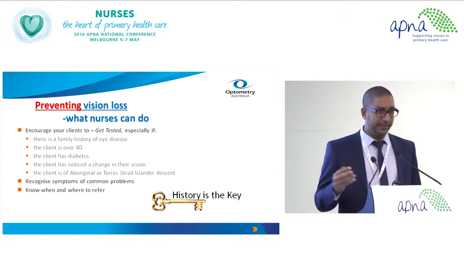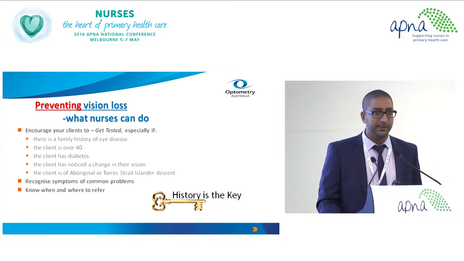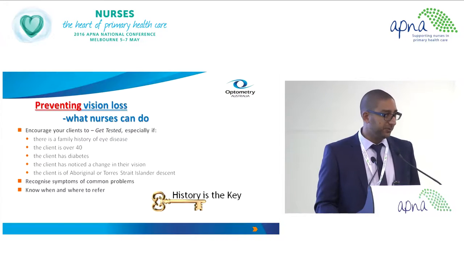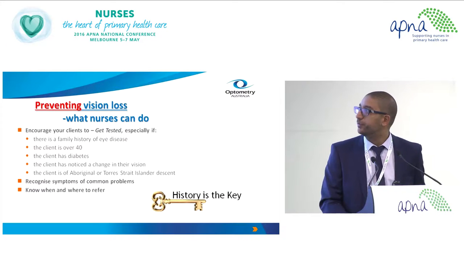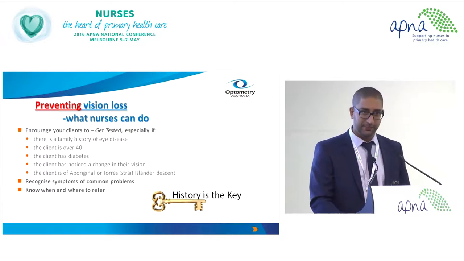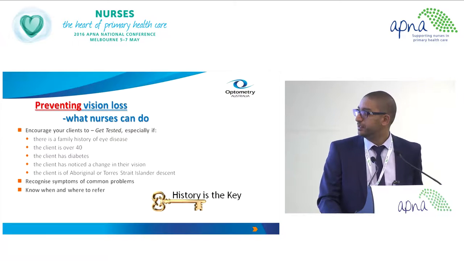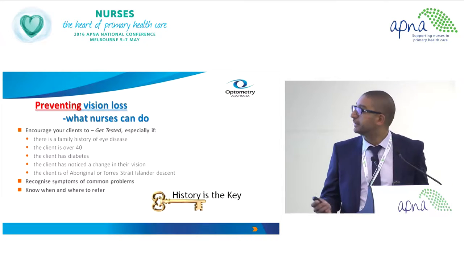Okay, before we get into the nitty-gritty, a bit more of an overview. Some of the things we need to start thinking about when we're seeing our patients, to consider when it comes to their best care and their eye health. Family history is a big one in eye disease. We're talking things like glaucoma, keratoconus, macular degeneration. A lot of these have other risk factors, but family history is a big one. Age is another one. Diabetes, any change in their vision, and any Aboriginal and Torres Strait Islander person is generally more at risk of having significant eye disease. So today what we want to do is recognise symptoms of common problems and refer when necessary.